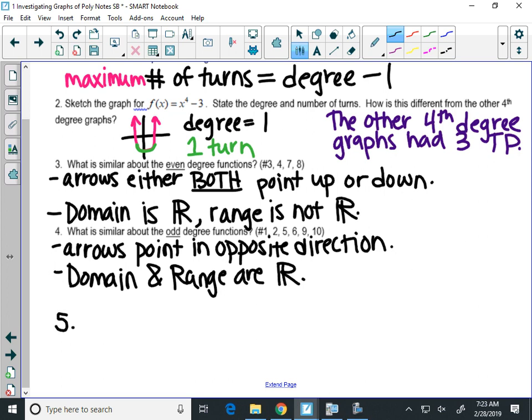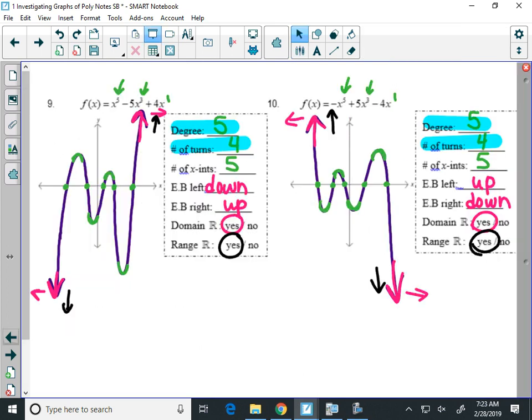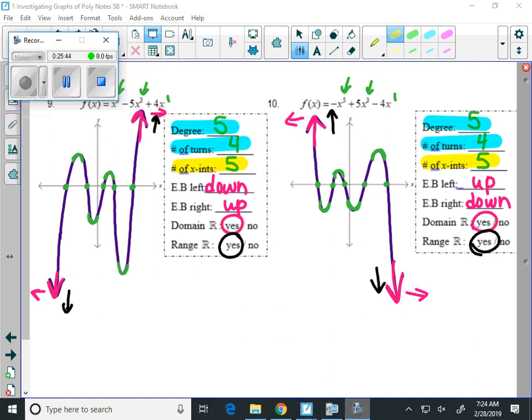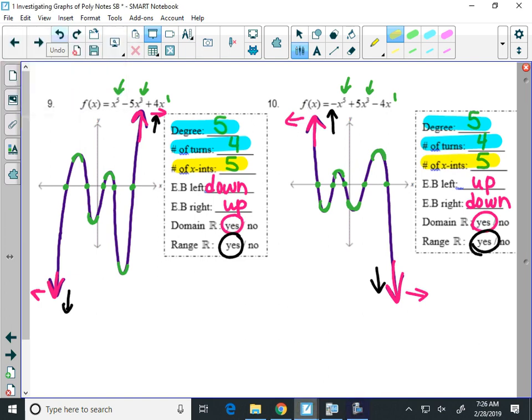All right, now I missed a question here, so I'll write it in. Question 5 is asking about what's the relationship between the x-intercepts and the degree. All right, how are they related to each other? Well, let's go back real quick. It looks like if I compare the x-intercepts, my degree in this one was 5, the x-intercepts was 5. The degree is 5, the x-intercepts is 5. All right, so it looks like the number of x-intercepts here was the same as the degree.